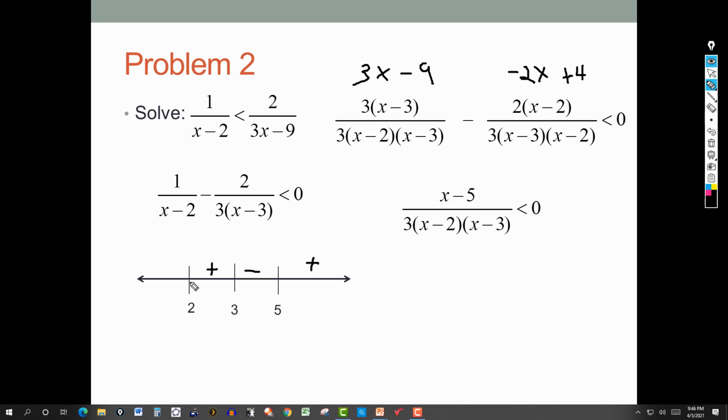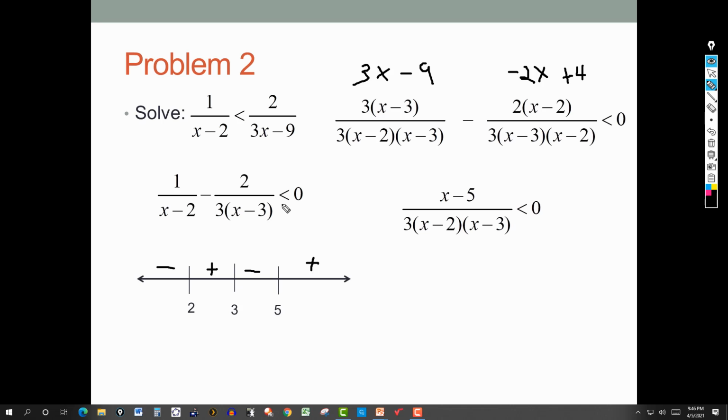Okay, now we pick a number less than 2, any number you want. Let's pick a 0. Okay, so 0 minus 5 is a negative. 0 minus 2 is a negative. 0 minus 3 is a negative. 3, of course, doesn't matter because it's positive. So here, these two are negative here. Negative times a negative is a positive, but the numerator is a negative. Positive into a negative is a negative.